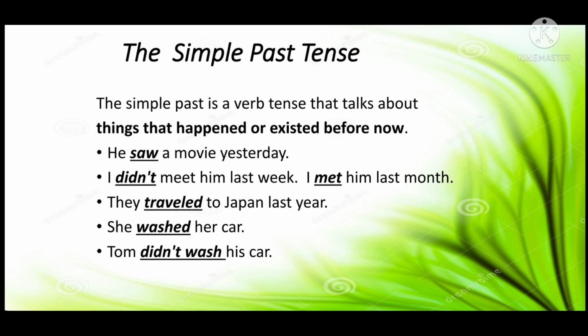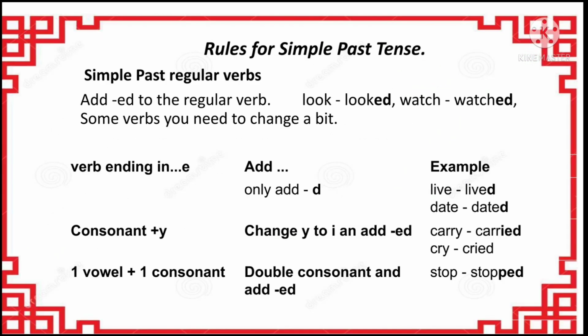The rules for the simple past tense. Simple past regular verbs. You need to add ed to the regular verb, like look, looked, watch, watched. Some verbs you need to change a bit. Look below. Verbs which end in e, you add only d. Example, live, lived. Date, dated.